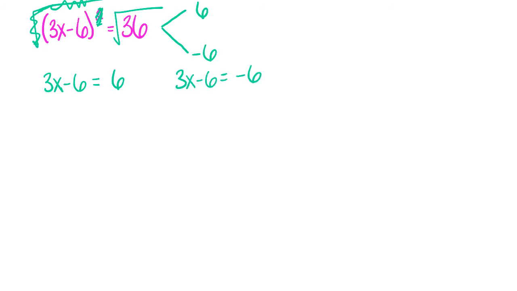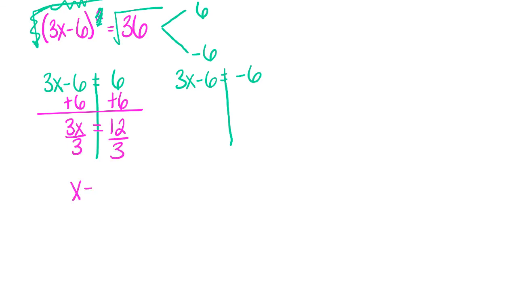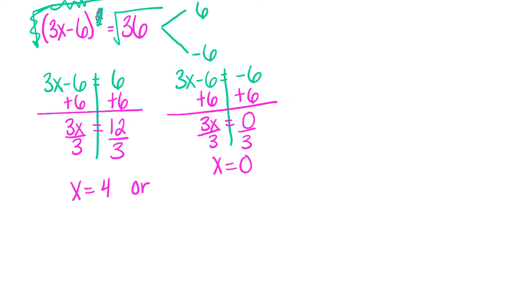We're going to go ahead and solve these just like we would with the zero product property, adding 6 to both sides and then dividing by 3. That's going to leave us with x equaling 4, or the other solution is when we add 6 to both sides. Here, we're going to get 3x equals 0, divide by 3, and x equals 0. This will give us our two solutions to this perfect square equation.